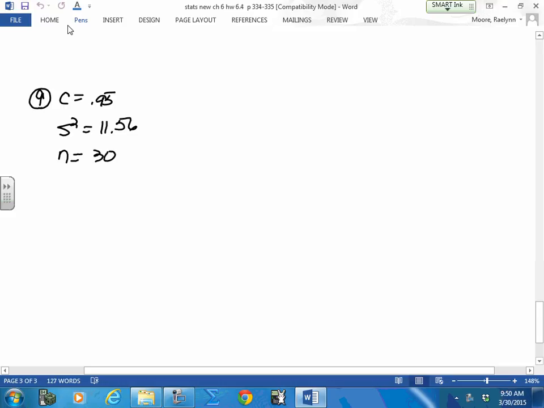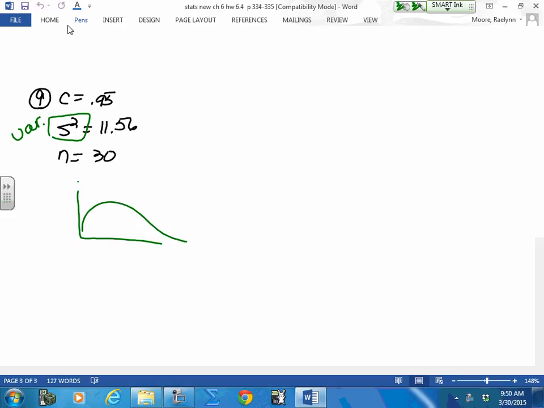Confidence interval for a chi-square. A 95% confidence interval. Now, before we start this, what does this represent? The variance. Good. This is the variance from the sample. With me? Alright, so the first thing we're going to do is go to your table, and we have to find the values for x2L and x2R.